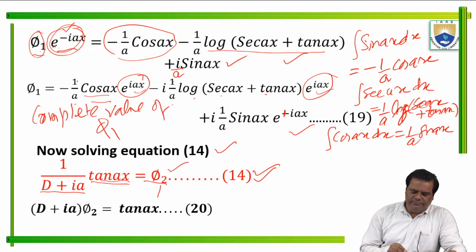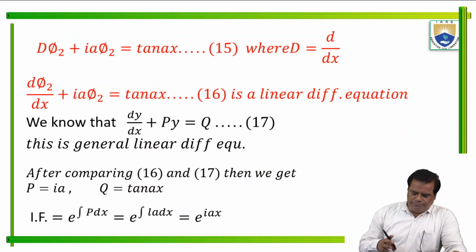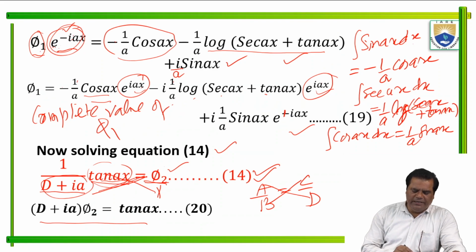So here, 1 upon D plus iA, tan ax equal to phi 2. Cross multiply here. After cross multiply, A upon B equal to C upon D. So this is cross multiply, where tan ax is A, this is B, this is C, and D is 1. Then we get this equation, equation 20. Now phi 2 is taken inside the bracket, D phi 2 plus iA phi 2.